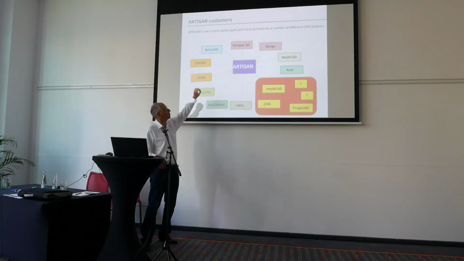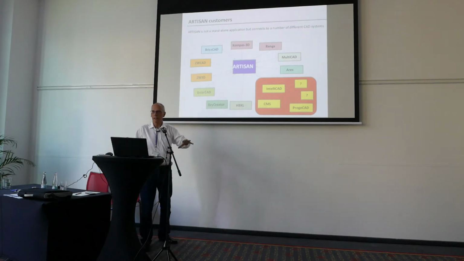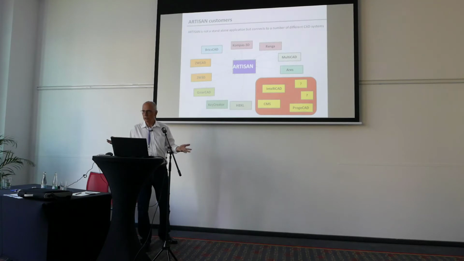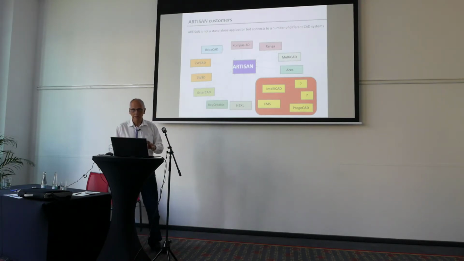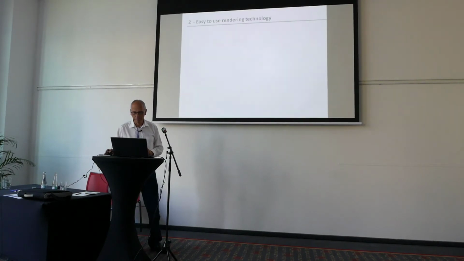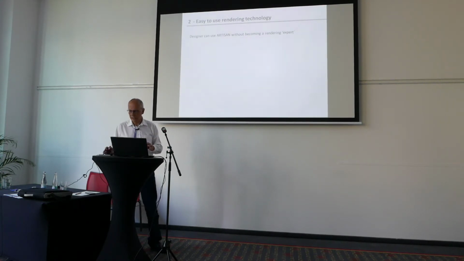Once you've got it on your machine and it works and you've done the licensing thing, Artisan just speaks for itself. You just drag and drop and it produces rendered images. There are some complicated things, but I'll talk about those in a second. So it's easy to use. Many of you may have used rendering systems in the past.